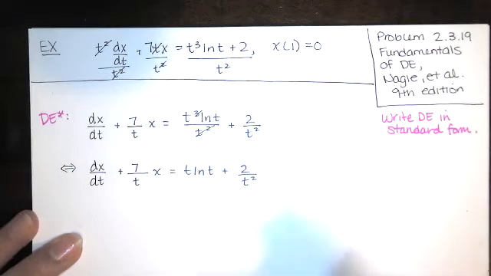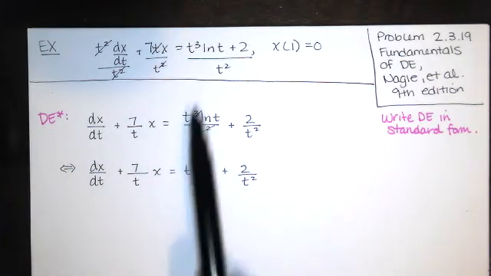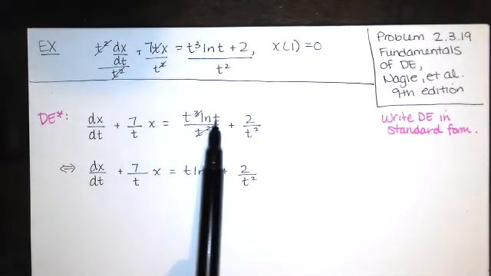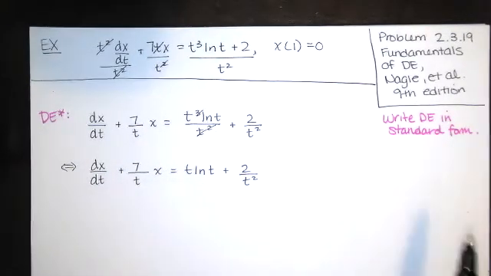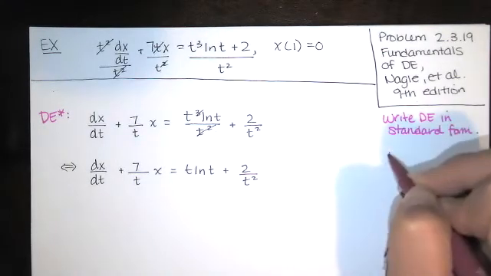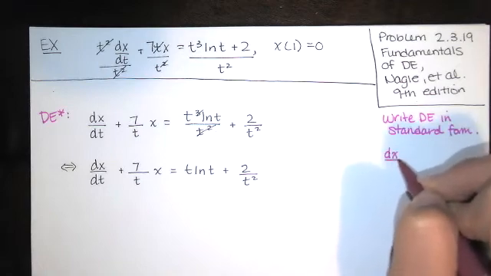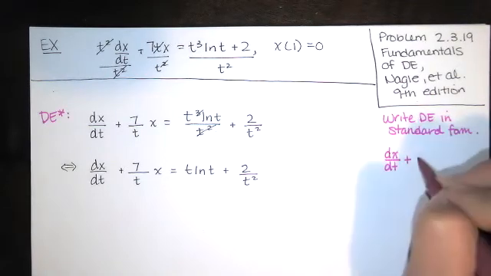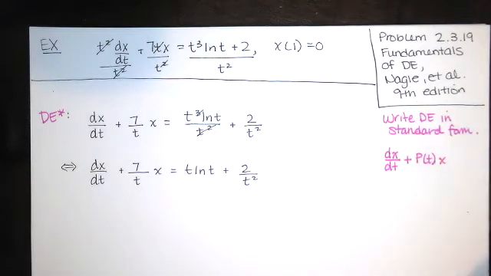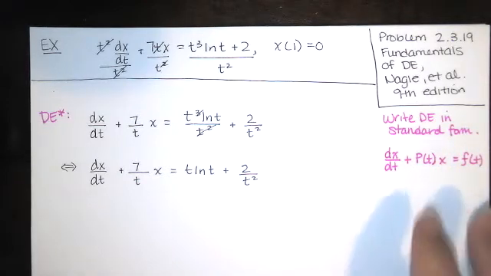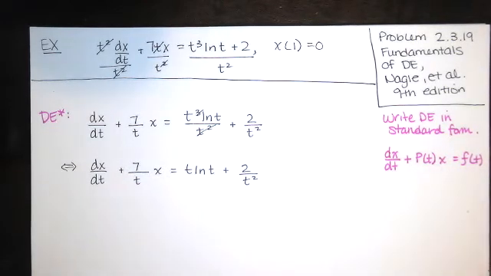And of course, this is for t not equal to 0. But t equals 0 is not in the domain of that function on the right-hand side anyway. Okay, so we're here. We've written the differential equation in standard form. And remember what that is. It's the derivative, in this case, x depends on t, plus a function of your independent variable t times your dependent variable equals a function of the independent variable t. So that's the standard form with a dependent variable of x and an independent variable of t.